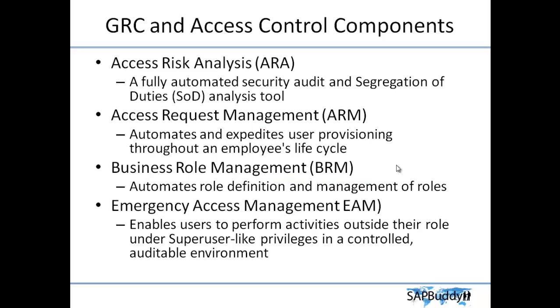GRC and access control common components. There are four major components in access control. The first one is access risk analysis, which is called ARA. This is the main analysis tool to analyze SOD conflicts. It's a fully automated analysis tool.